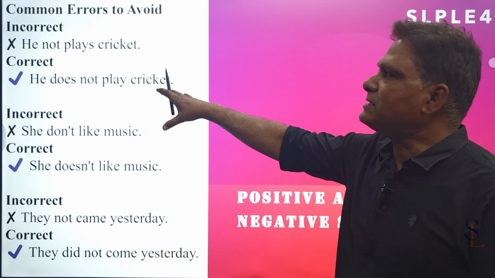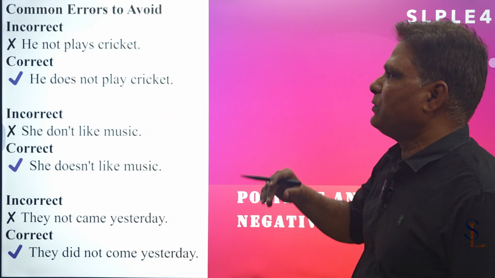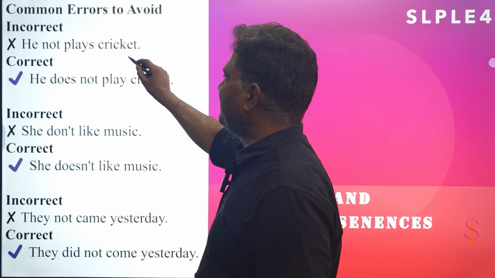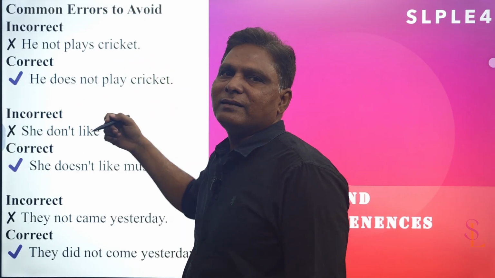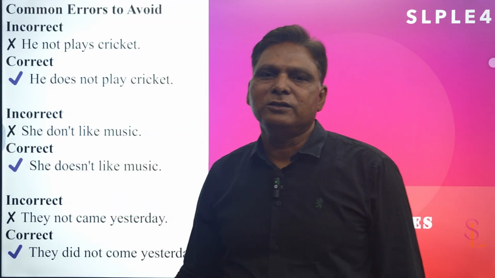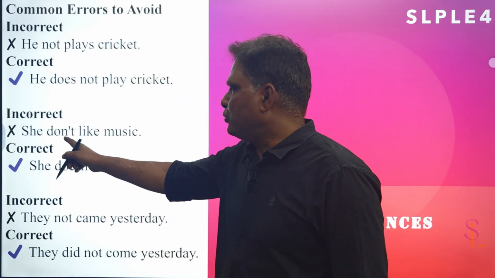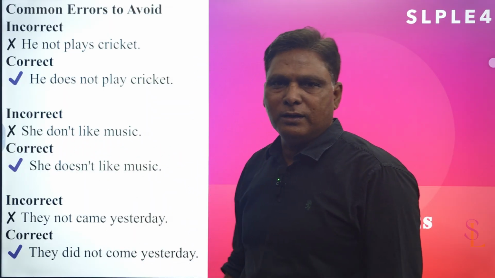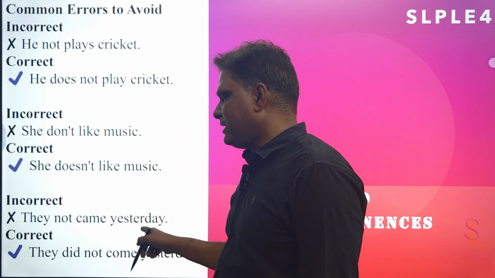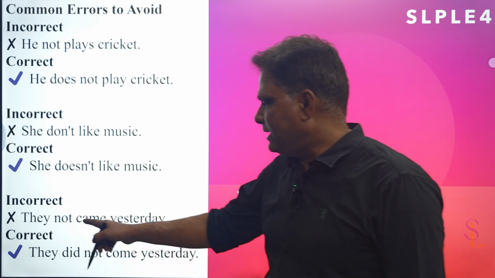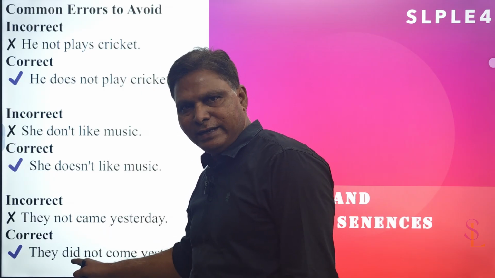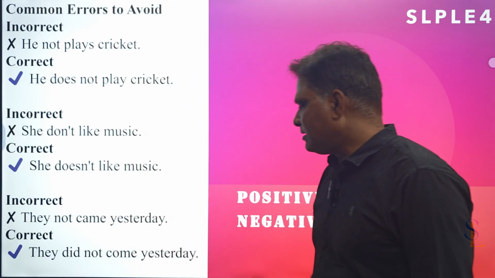You cannot make mistakes like this, like I have given you some common errors to avoid: incorrect usage of subject plus verb combination. He not plays cricket, that is wrong. He doesn't play cricket, that is right. Incorrect sentence, she don't like music, no. She is subject singular, so it takes does, but it doesn't take do. Do is used only with subject plural. That is the reason she don't like music is wrong. She doesn't like music is right. They not came yesterday? No, they did not come yesterday. They is subject plural and came is past tense. So it definitely takes the helping verb did, and you need to add not. So they did not come yesterday.